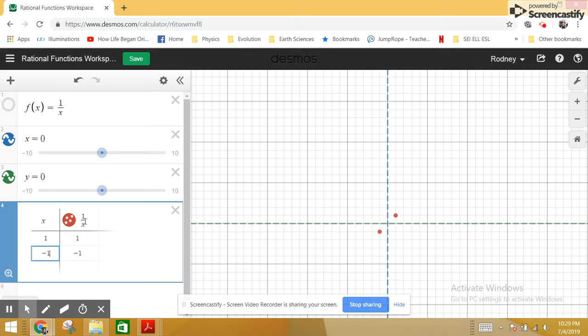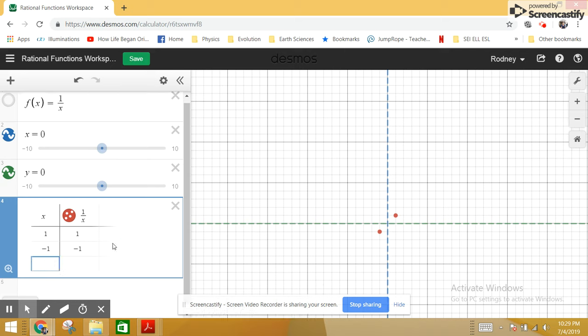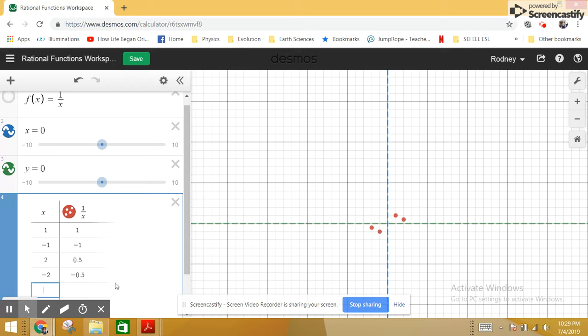Well, that makes sense. 1 over 1 is 1, and there we have a point at 1, 1, and 1 over -1 is -1. So -1, -1. That works. All right. Then what happens if I go out to 2 or -2? Well, 2 gets me to 1/2. So I'm at 2, 1/2, or -2, -1/2. All right. Just I'll remind us, of course, that 0 is undefined for this function.